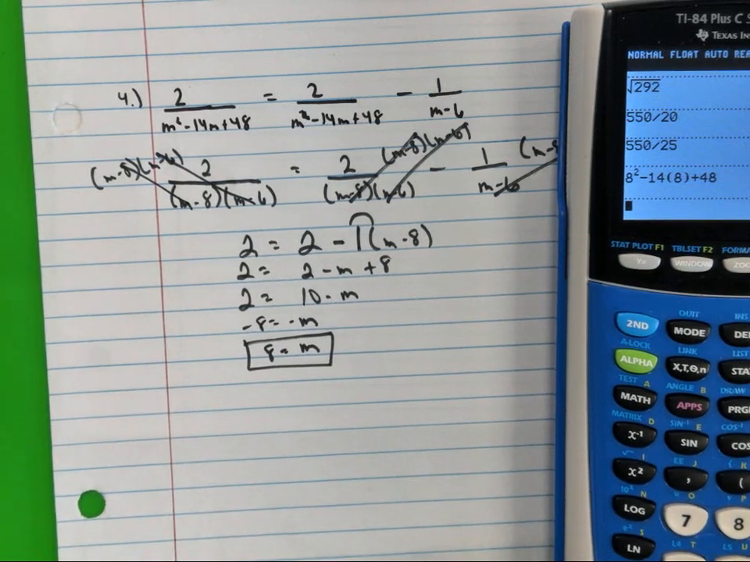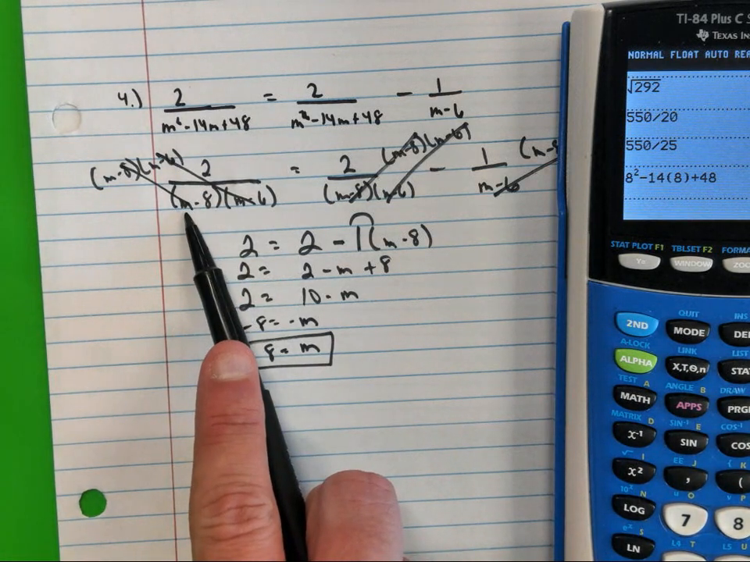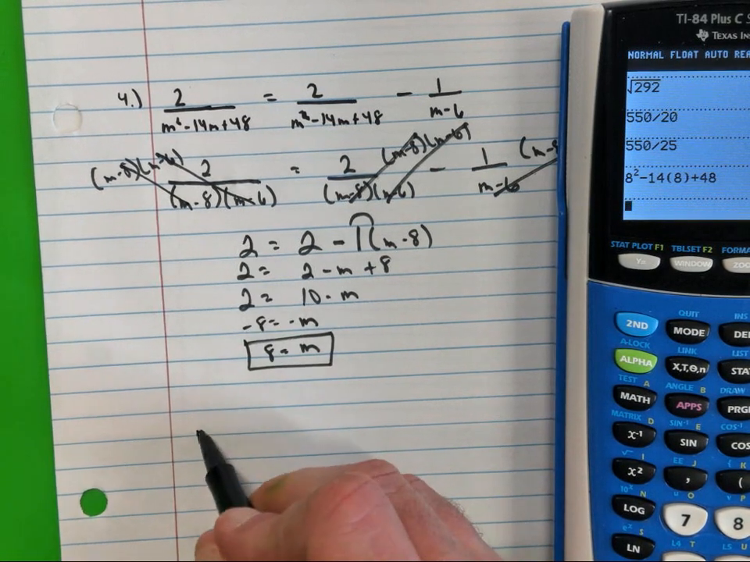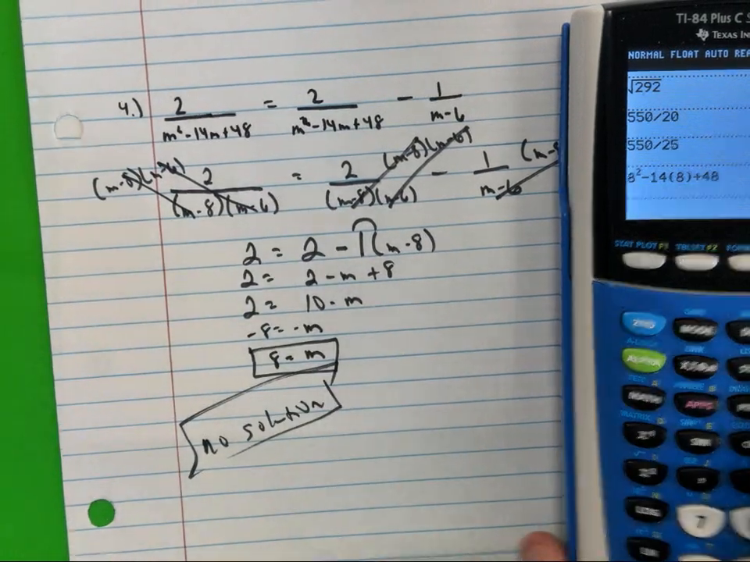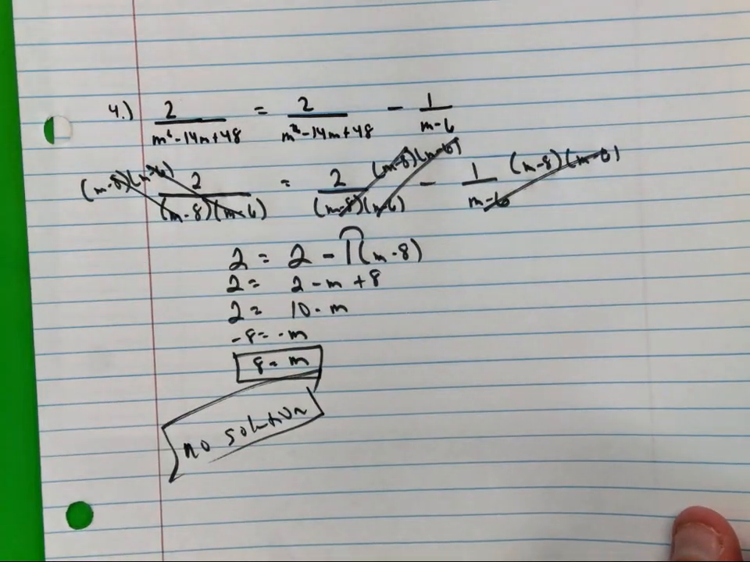Guys, that's a good question. You've got to think about that. If I plug 8 in, didn't you have m minus 8 right here? If I plug 8 in, that would give me what? 0 in the denominator. So what will be your answer for this? No solution. Oh, we're thinking today. That was good, Jesse.